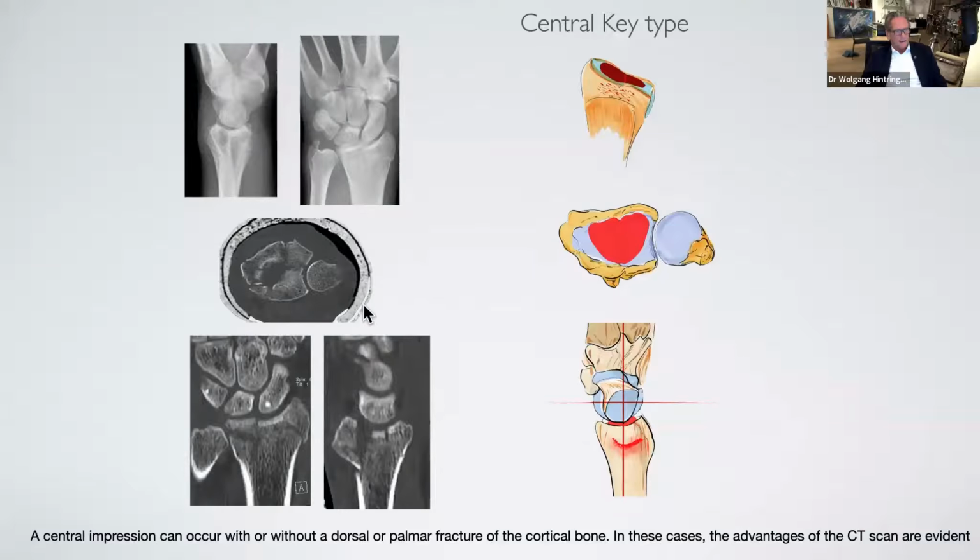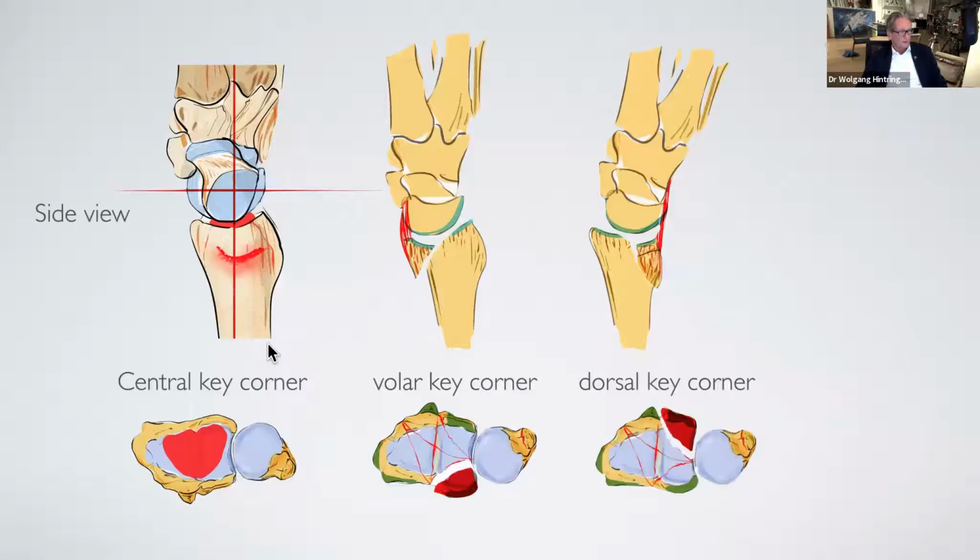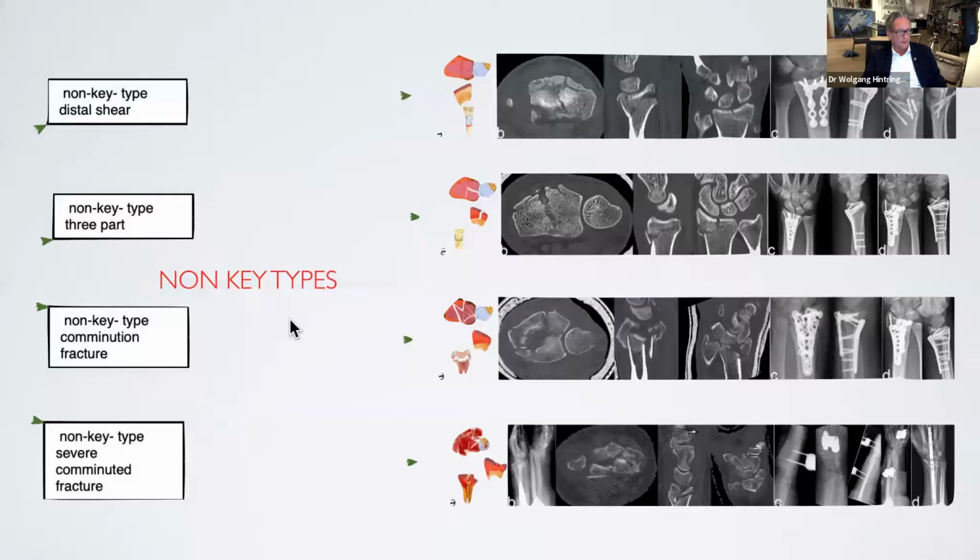A central key type means you have a central force which dislocates the carpus into the metaphyseal area, and you can see here the CT scan shows the impacted fragment, while the normal X-ray shows not a lot from that really severe fracture. In the side view, you have now the three key types: central impaction, a volar, and the dorsal key corner.